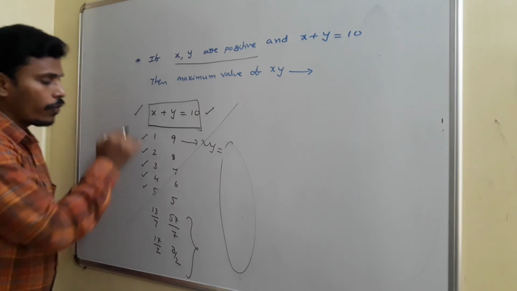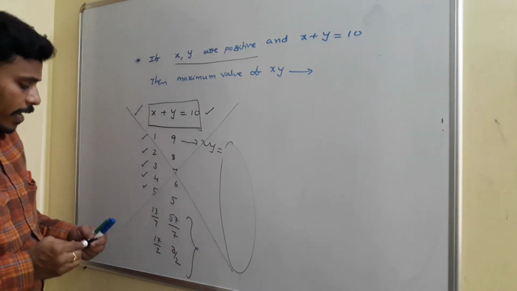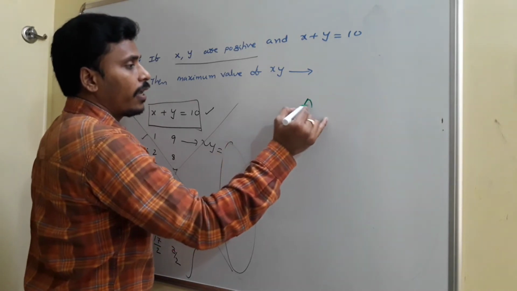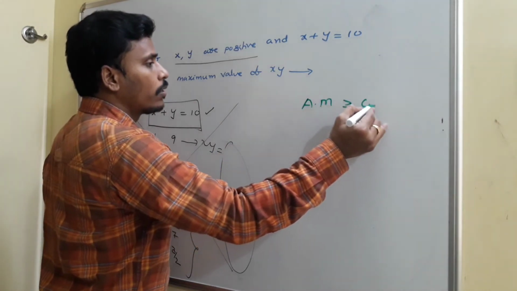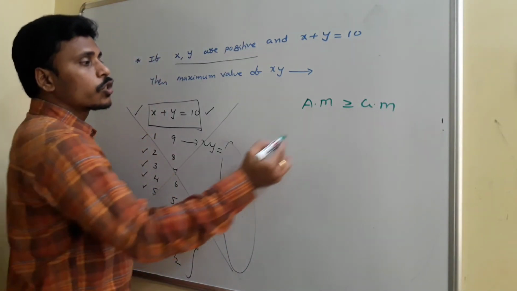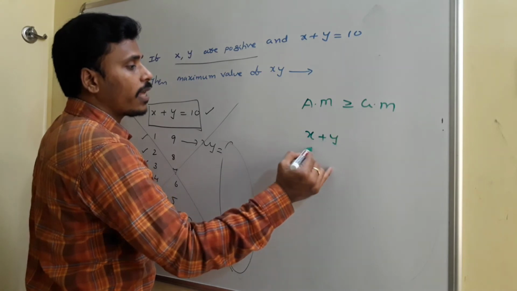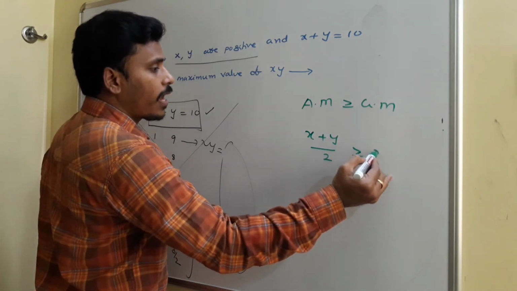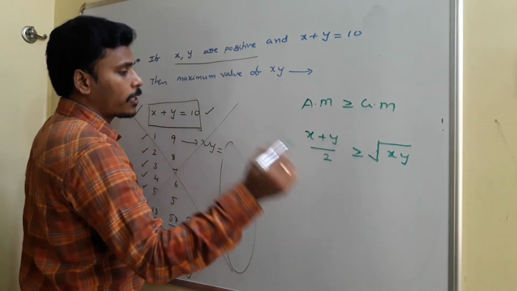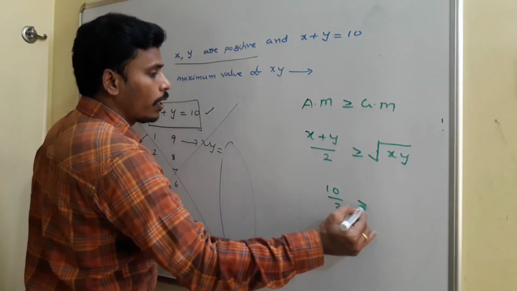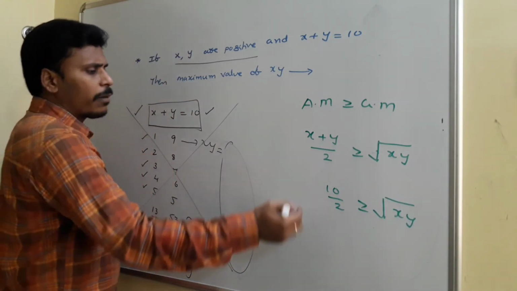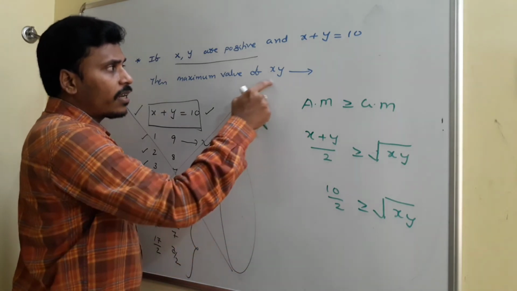See, without moving with this procedure, I just calculate the maximum value of xy by utilizing the concept that AM is greater than or equal to GM. Is it right? Here the problem involves two numbers x and y. So my arithmetic mean, x plus y by 2, is greater than or equal to the geometric mean, root xy. And now what do you say about x plus y? It is 10, so 10 by 2 is greater than or equal to root xy. Right? See, 10 by 2 value is what? 5.